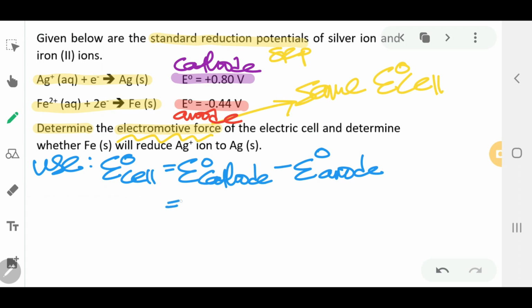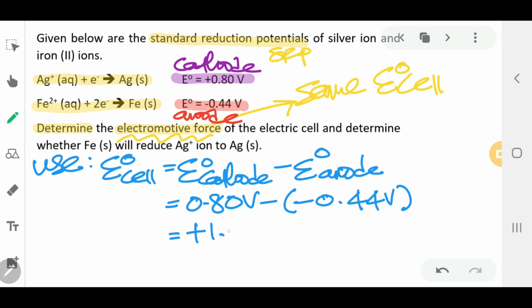So the cathode will be 0.80 volts minus, okay, you have minus over here. Put the brackets, you're just going to write the value exactly, negative 0.44 volts. And the answer would be positive 1.24 volts.